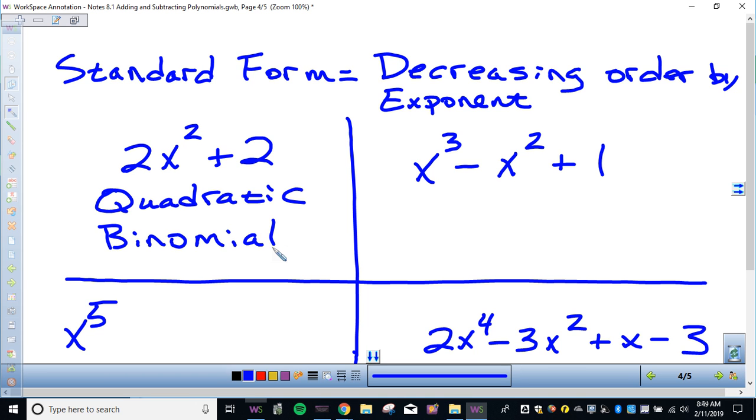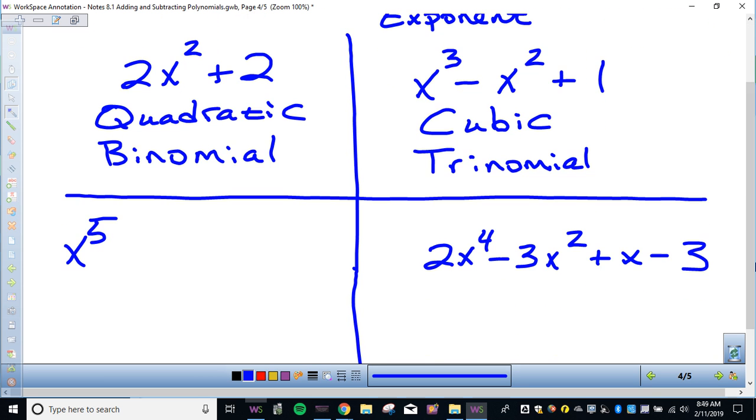Okay. So next one over. This one, the highest degree is 3. What's that called when the degree is 3? Cubic. Three terms is called? Trinomial. A tricycle has 3 wheels. So it's confusing at first because you'll mix up the name with the degree and the name with the terms. You'll get used to it and be able to keep that all straight.